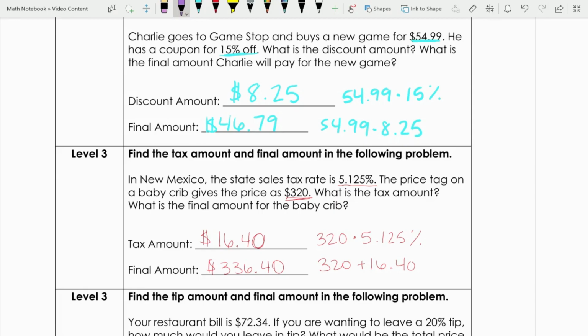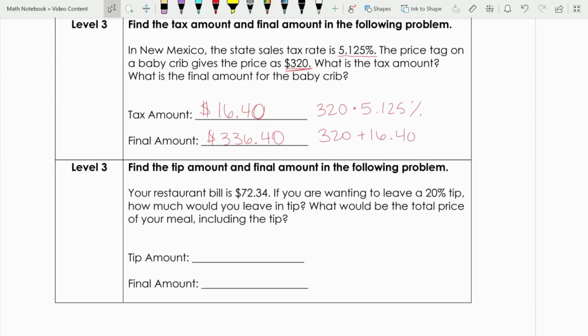And then our very final one, we need to find tip. It says your restaurant bill is $72.34. If you're wanting to leave a tip of 20%, how much would you leave in tip? What would be the total price? Okay, so we're going to take $72.34 times our 20% tip, and we get this decimal.